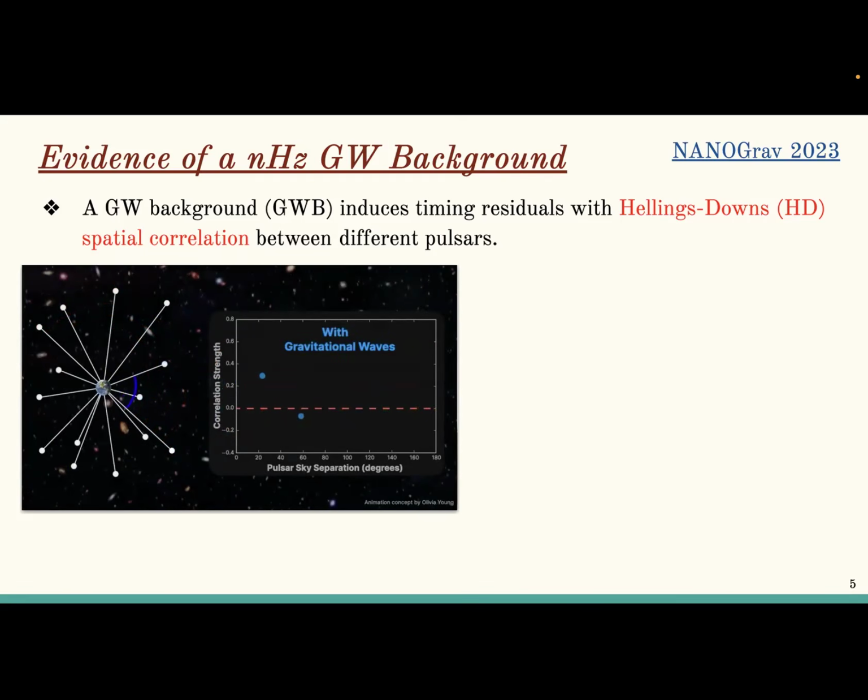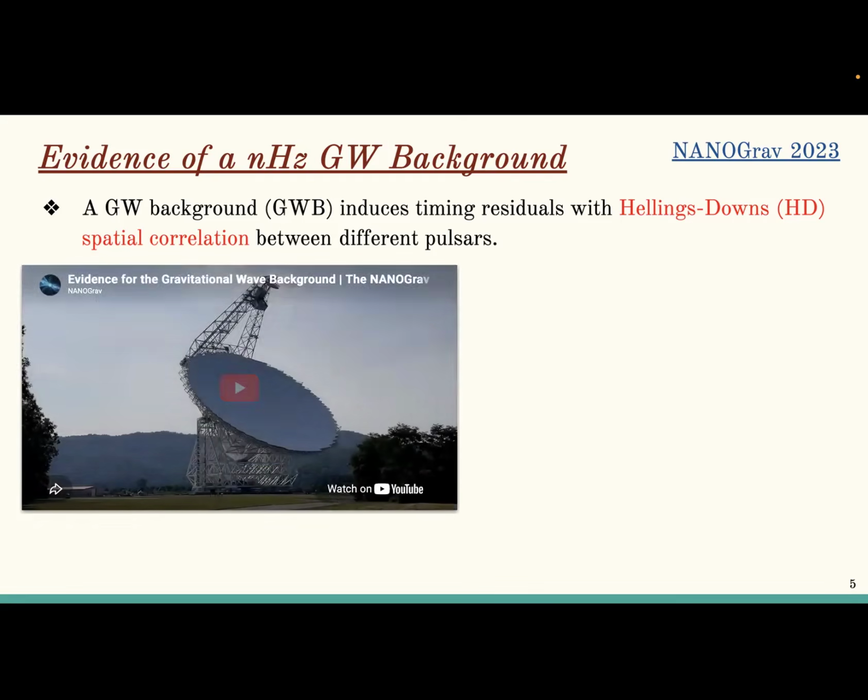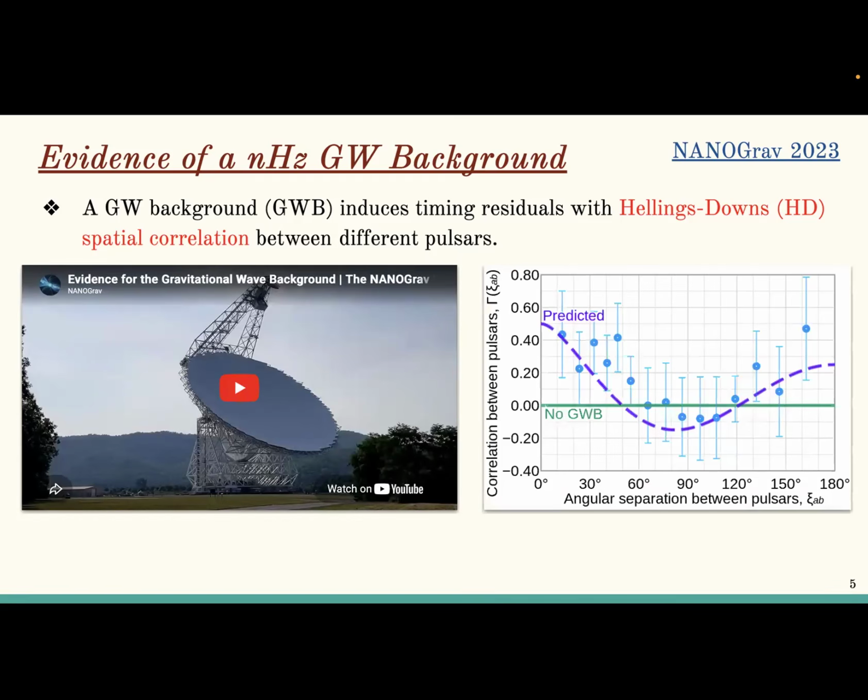But if the residual is due to gravitational waves, and we calculate the correlation as a function of the pulsar sky separation, we find a particular kind of correlation. It is positive at low angular separation, goes negative around 90 degrees, and again goes positive. This particular correlation is called the Hellings and Downs correlation. If the residual is coming from a background, we should expect a Hellings and Downs special correlation between the timing residuals of different pulsars.